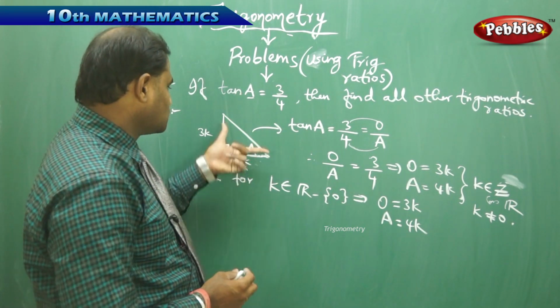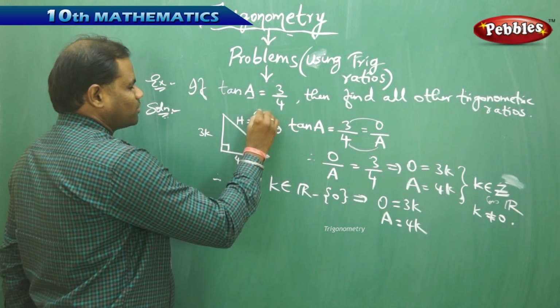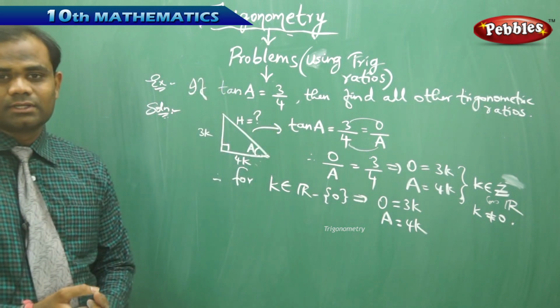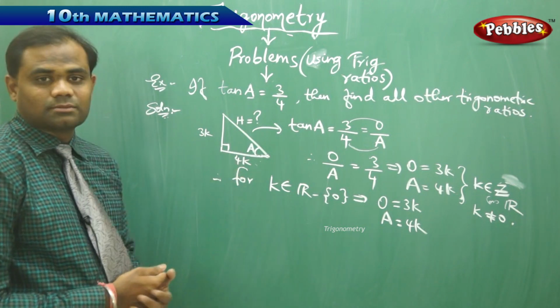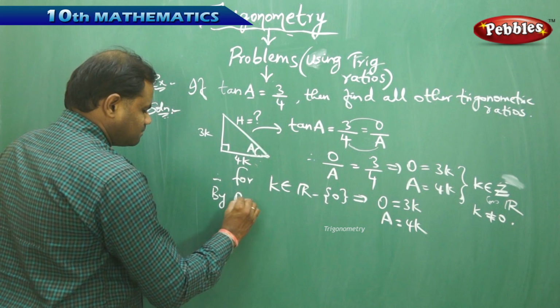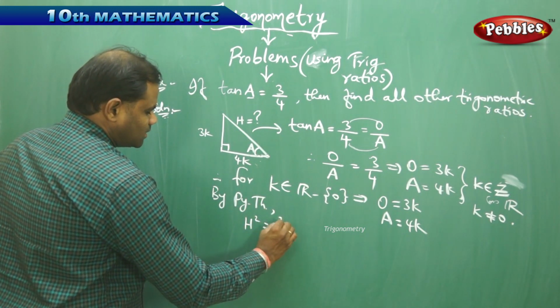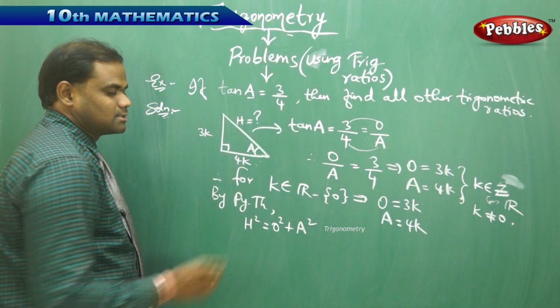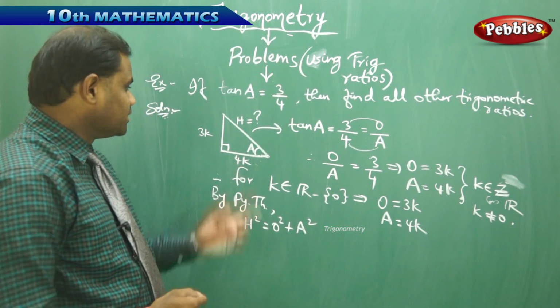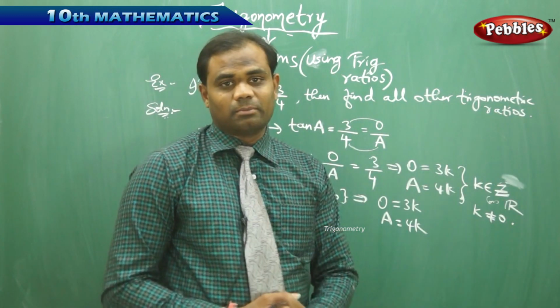Now from this, how do I find the hypotenuse? How do I get the hypotenuse is the biggest question. Here we use the Pythagoras theorem to find h. That is, by Pythagoras theorem, hypotenuse square is opposite square plus adjacent square. But why is there a need to find the hypotenuse? Because the question is to find all other trigonometric ratios.